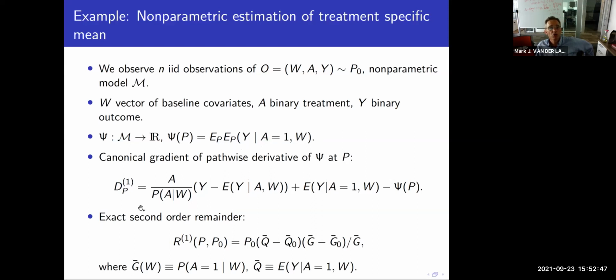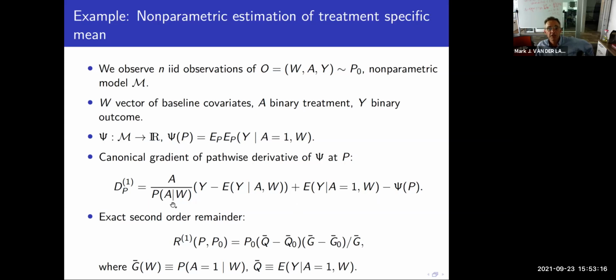You figure out the canonical gradient. Here's the canonical gradient. You just have a feeling for what that looks like. It's a function of O, W, A, Y. And of course, it will depend on where you do your canonical gradients, at what P. And you see it involves outcome minus conditional mean of the outcome multiplied by this indicator of being treated divided by the propensity score. And then here is some prediction for every W of the death under treatment minus the average of death, which is our parameter.